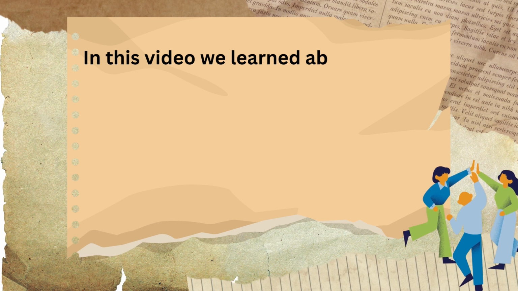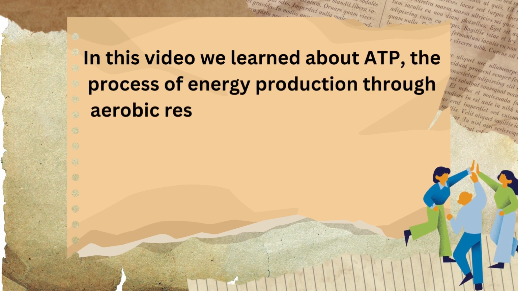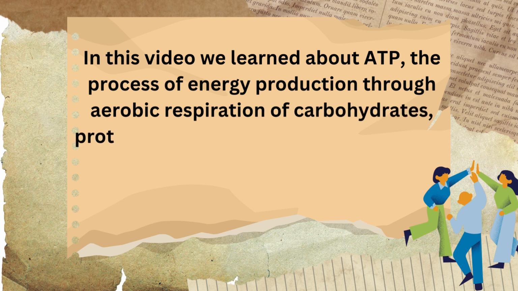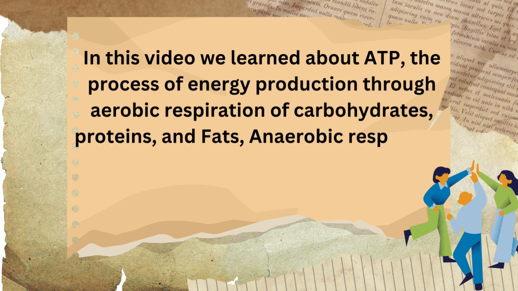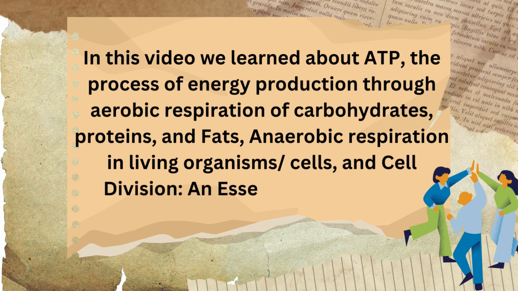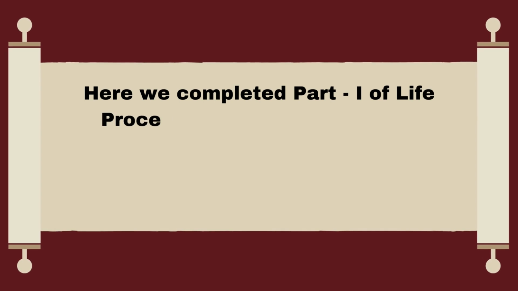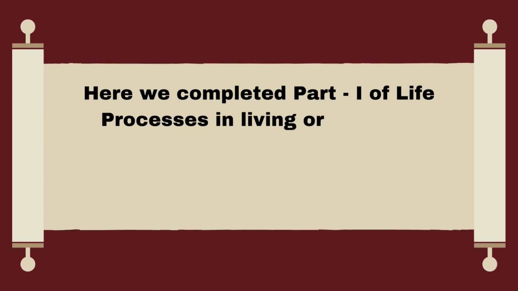So dear friends, in this video we learned about ATP, the process of energy production through aerobic respiration of carbohydrates, proteins and fats. We also learned about anaerobic respiration in living organisms or cells and cell division, which is an essential life process. So dear friends, here we have completed the chapter of life processes part 1.